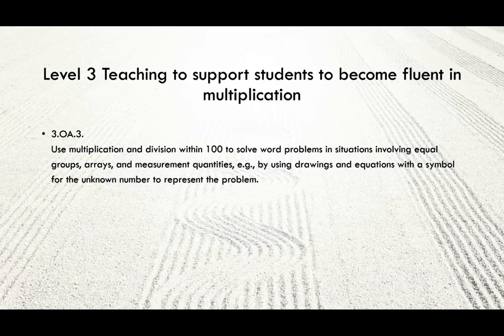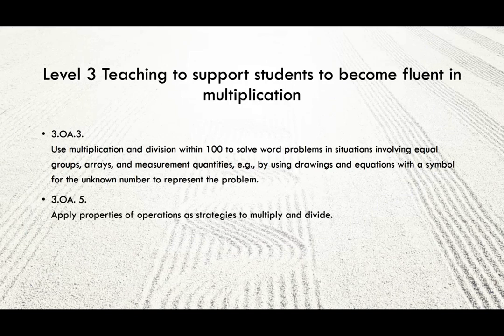Use multiplication and division within 100 to solve word problems in situations involving equal groups, arrays, and measurement quantities. Multiplication within 100 basically means single-digit multiplication, 1 times 1 to 9 times 9.